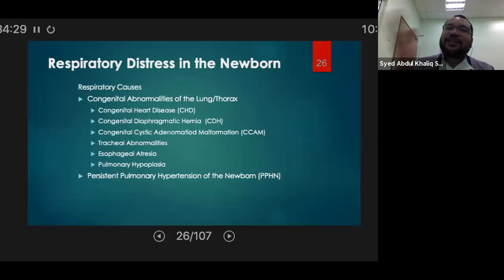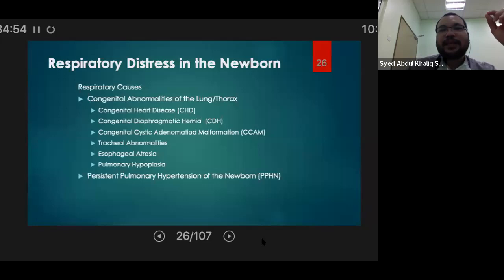Bila right to left shunt, this is where you will see cyanosis, because blood daripada right tu dia tak sempat lagi nak di oxygenated. So this is why you have cyanosis. Okay. Alright. So like that, babies with persistent pulmonary hypertension of newborn, you will see that they are cyanosed.